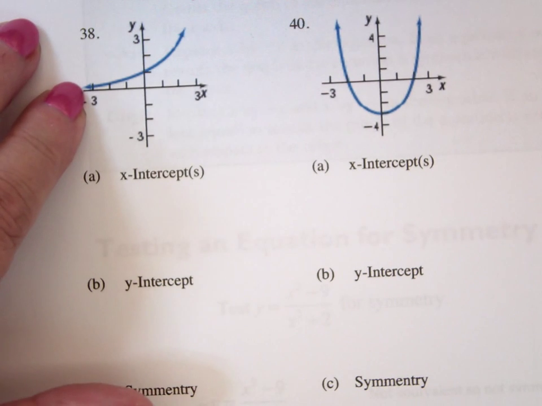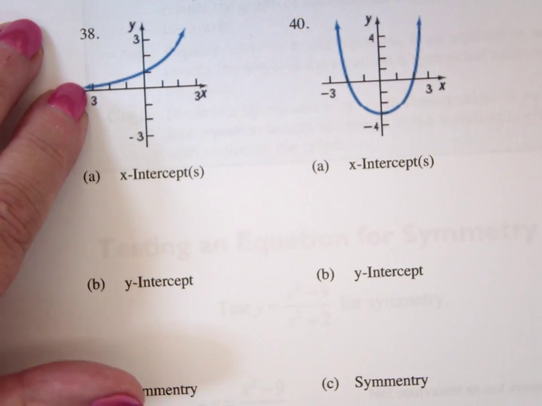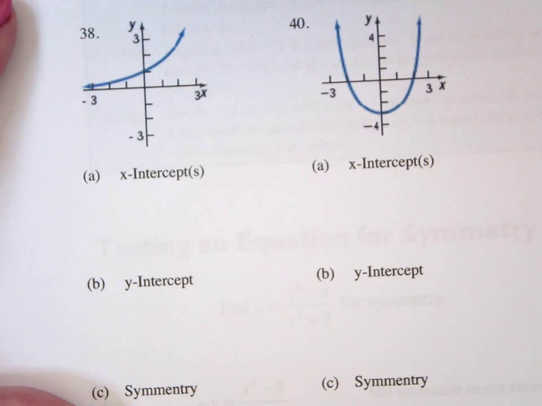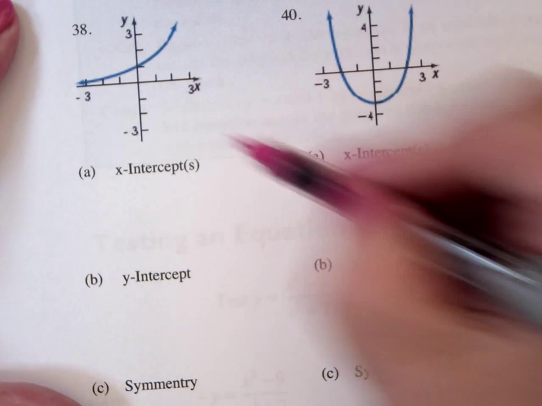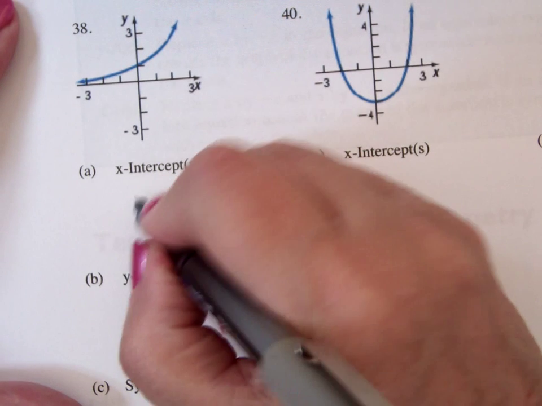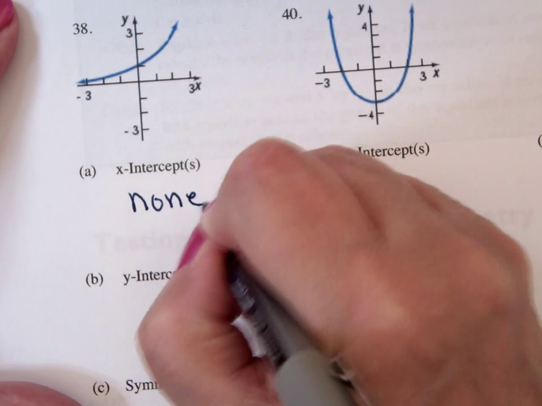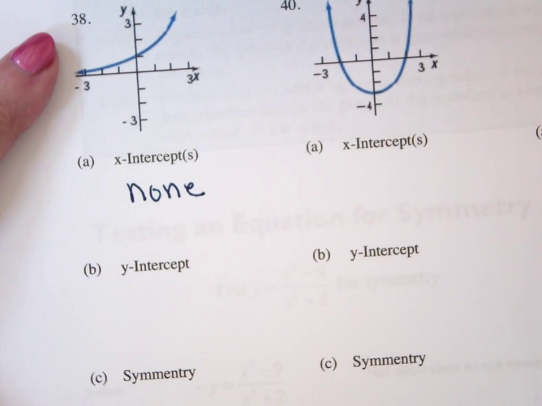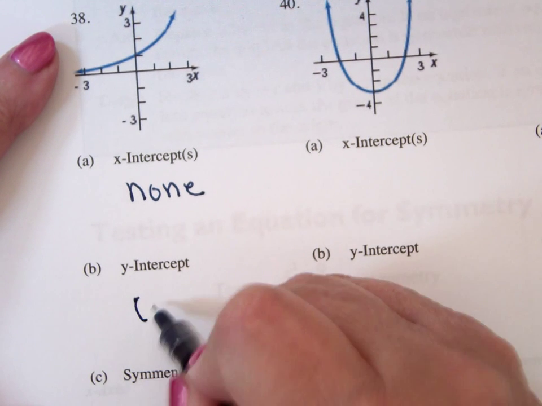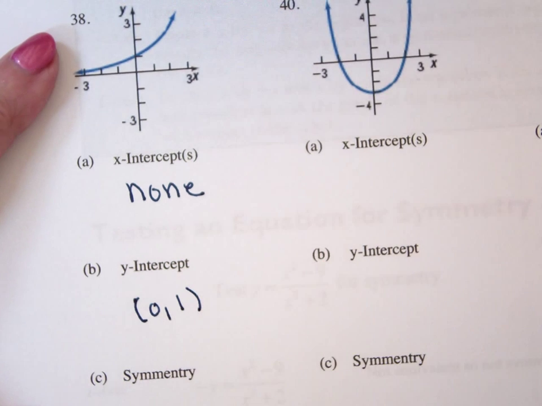This guy should remind you of the exponential function, like e to the x. Looks a lot like that. 2 to the x. Don't know what it is. So, does it have any x-intercepts? None. No, none. Does it have y-intercepts? 1. And what is a coordinate point? 0, 1. And what about symmetry?